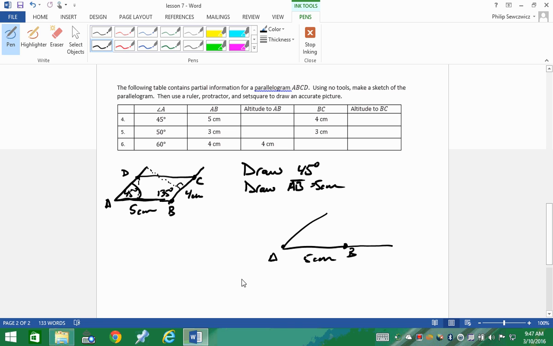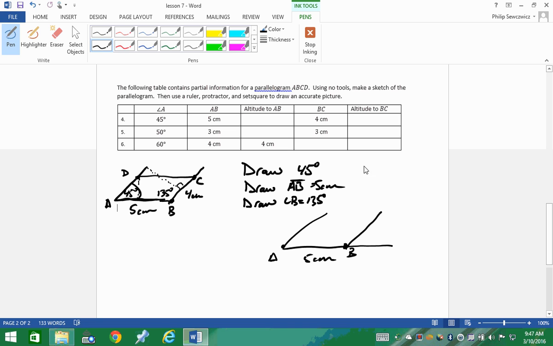Now the next thing you want to do is draw in your other angle for B. You're going to draw angle B. Remember, 180 degrees, so that's 45, just like before. So it's got to be 135. You're actually going to draw in your 135-degree angle.